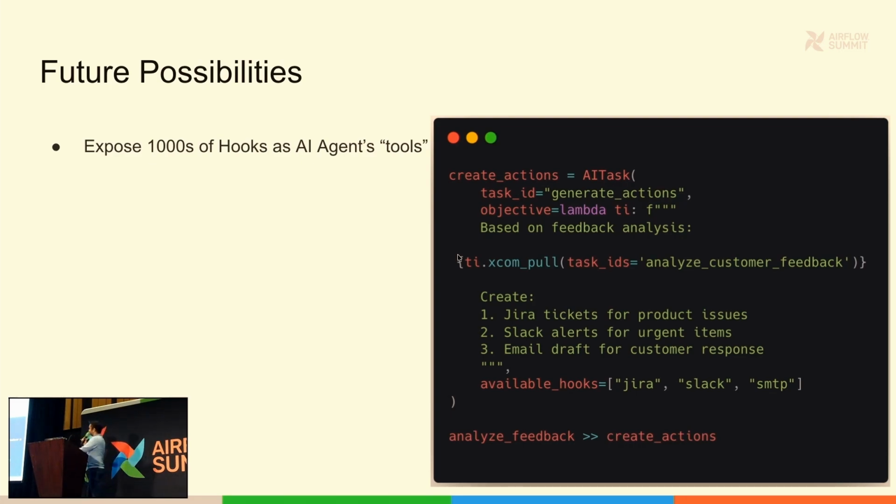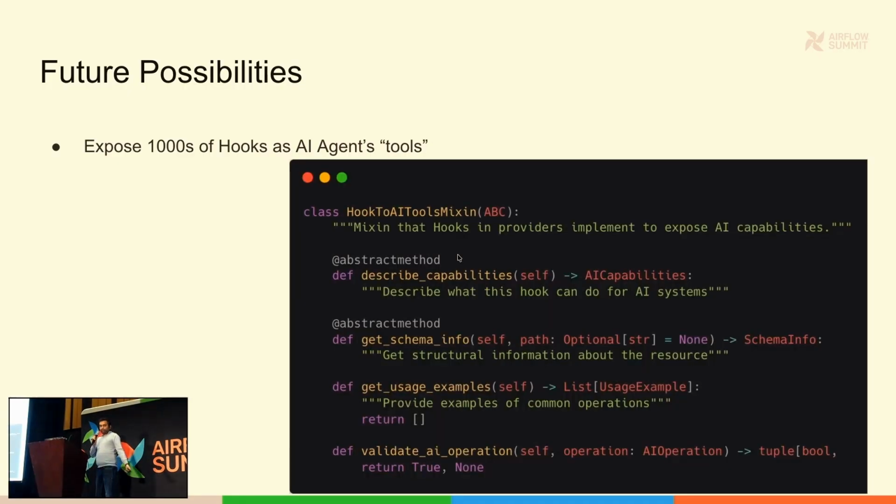Now, where are this Jira, Slack, SMTP coming from? It is coming from the existing hooks, existing Airflow providers. We have Jira provider, Slack provider, SMTP provider. How do you wire all of them together? I don't think it's that big of a task. I think we can expose all the existing providers to AI in some way. And it could be something like this.